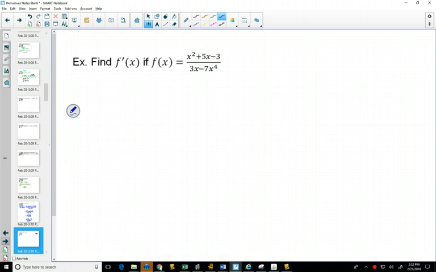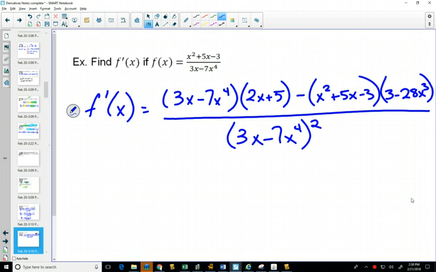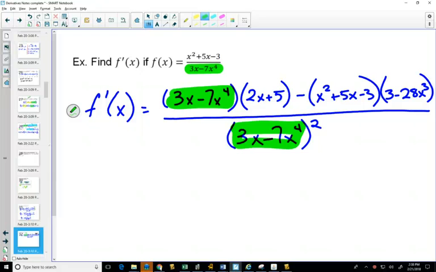Here is one for you to try. There you go. So without simplifying it, there you go. If we wanted to color code things here, there's our bottom function. There it is, and there it is. There's our top function. So those are the ones that stay the same. And then you find the derivatives of the other one.